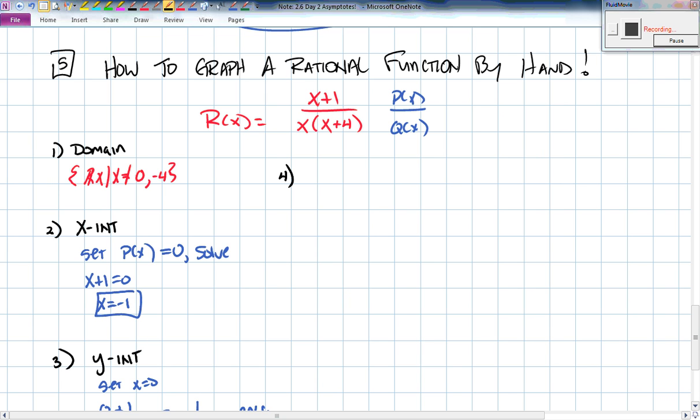Okay, step number 4. Don't lose focus. You're doing great so far. Step number 4. We're going to find the vertical asymptotes. Well, that's pretty easy because that's related to the domain, isn't it? It's the same thing. So the vertical asymptotes mean there's going to be one at 0, and there's going to be one at negative 4. Perfect. Good. I'm glad to hear it.